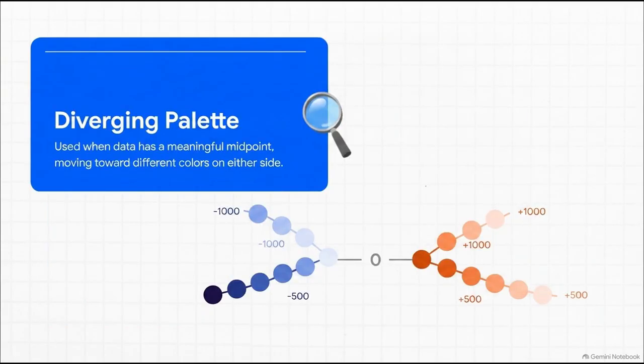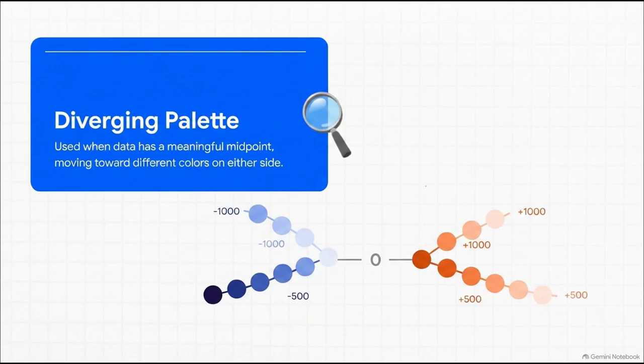Moving on, let's see how the diverging palette builds on that. You want to use a diverging palette when your data has a really meaningful midpoint. Think about tracking your spending against a budget. That neutral center is your anchor, your target, and the colors stretch out on either side to show exactly where you are under or over.